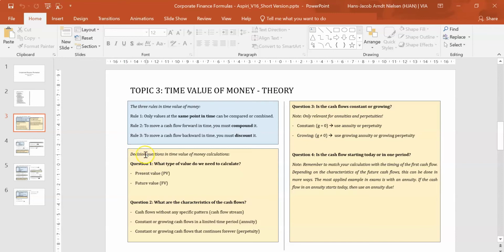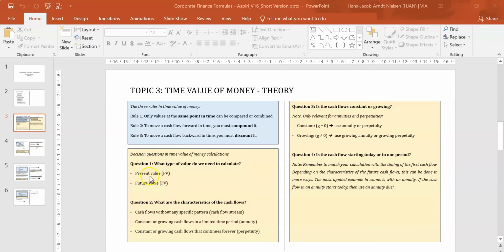Then I have made 4 questions here that you will always have to ask yourself when dealing with time value of money. These 4 questions apply also to the topic called discounting cash flows, and we'll see why they are quite handy. When I first had to learn how to discount values in corporate finance, I used these 4 questions all the time. The first question you have to ask yourself is, what are we actually looking for in the assignment? Do we need to calculate a present value or a future value?